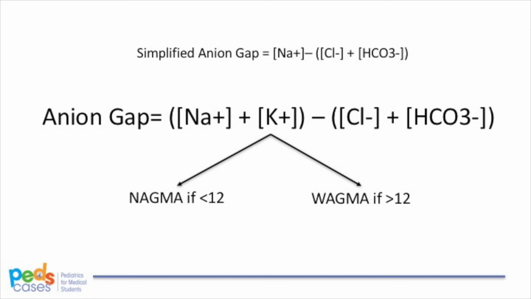Hopefully the patient history and clinical context will help direct you about the possible etiology of the WAGMA. In pediatric patients, lactic acidosis, DKA, and salicylate ingestion are the most common causes of WAGMA. Some clinicians find the mnemonic CULT easier to remember and more applicable to pediatrics. The K stands for ketones, the U is for uremia, the L is for lactate, and the T is for toxins such as salicylates, paracetamol, and alcohols.